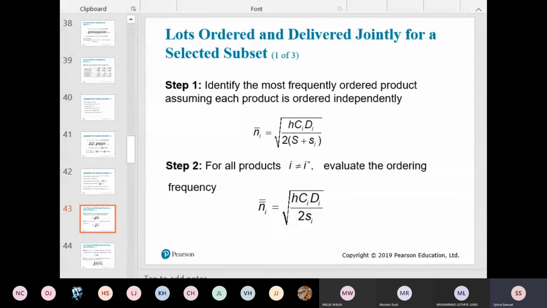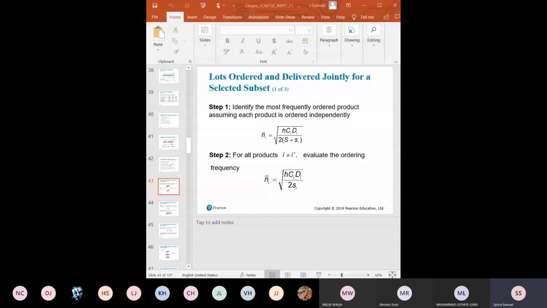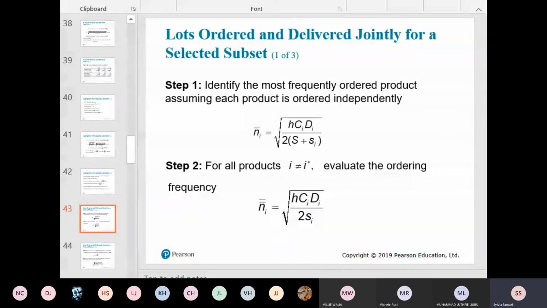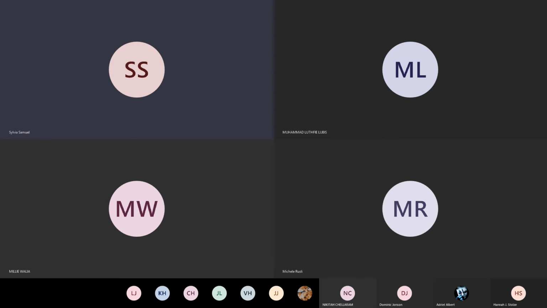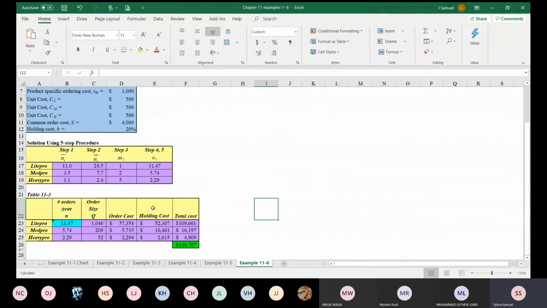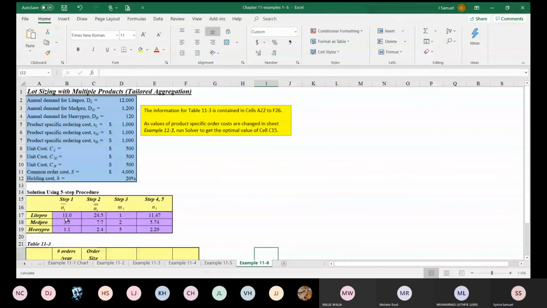Now we need to move to 11.6. Can you guys see the Excel? Can you see my Excel? No? Still PowerPoint. Wait, I need to stop sharing and then share again. It's annoying. Okay, this one now, can you see? Okay. Yes.